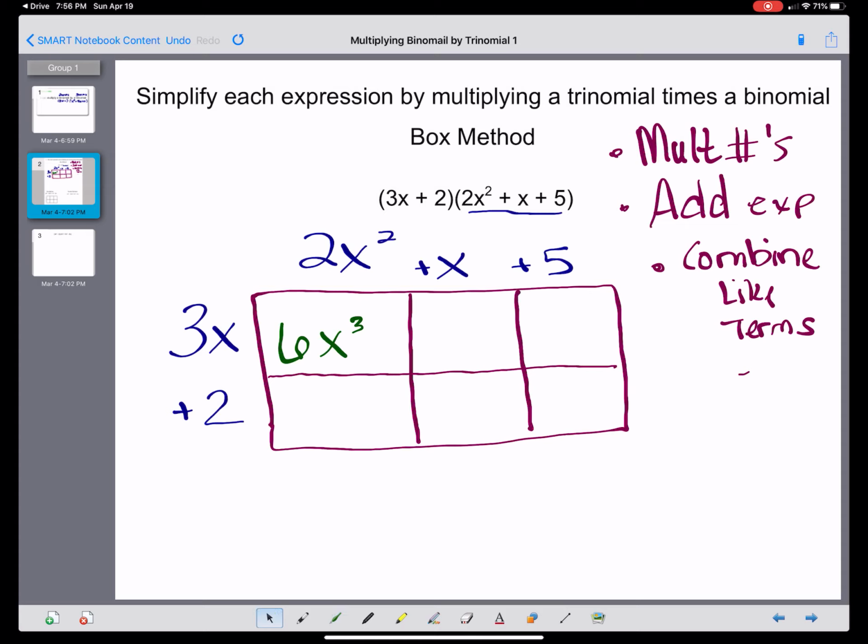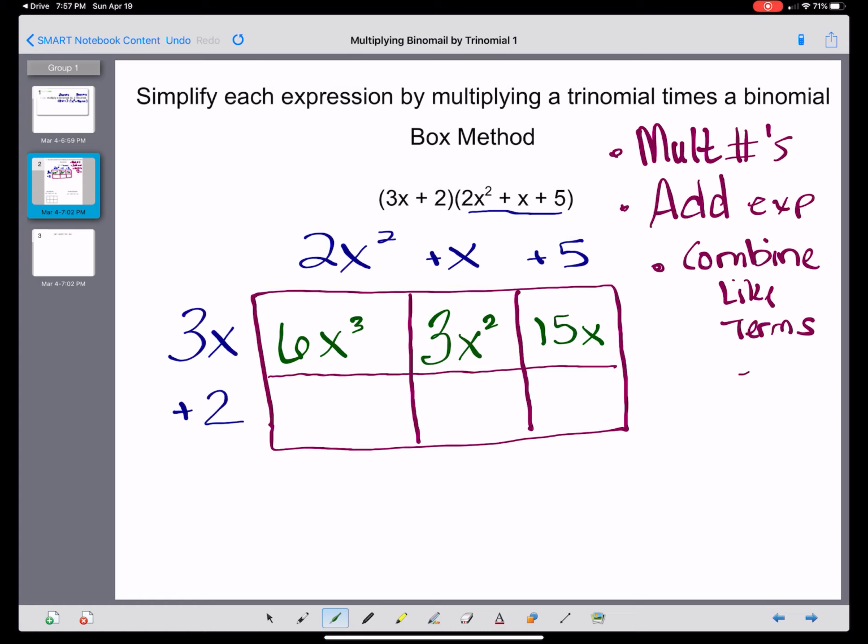All right, now I'm going to multiply this 3x by the second part here, which is x. 3x times x. Well, 3 times 1 is 3. And then add the exponents. 1 plus 1 is 2. Now multiply 3x times 5. Well, multiply the numbers. 3 times 5 is 15. And then I have an x.